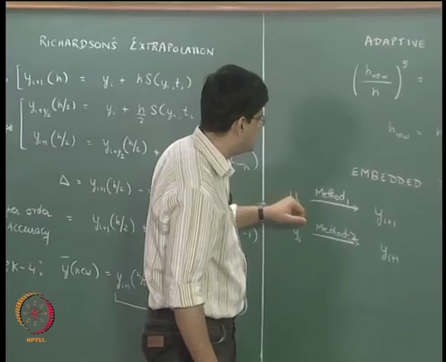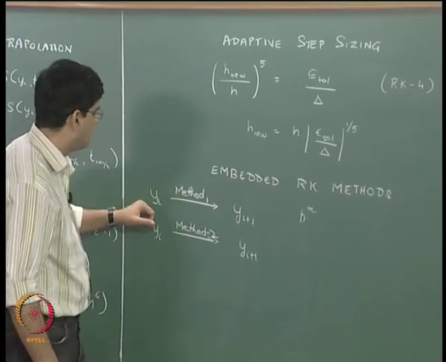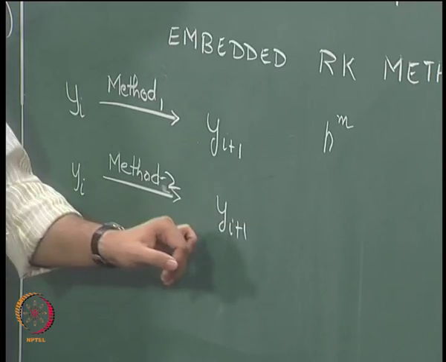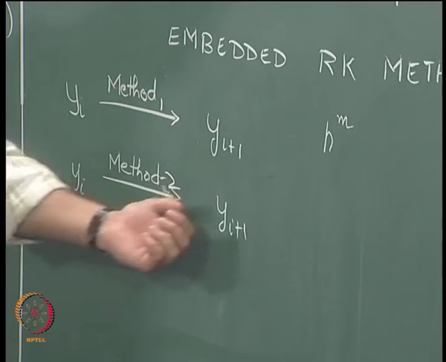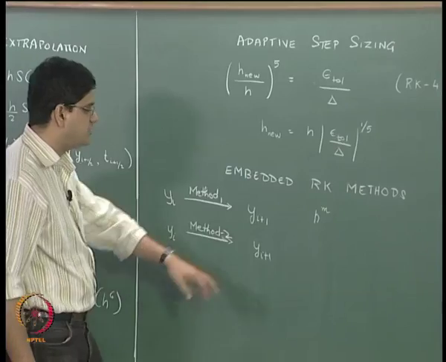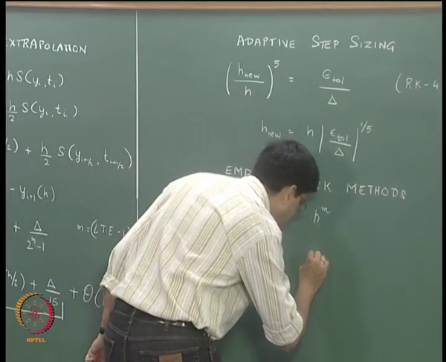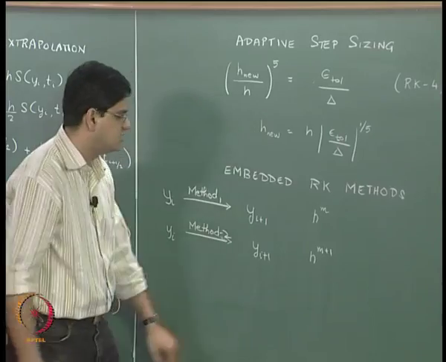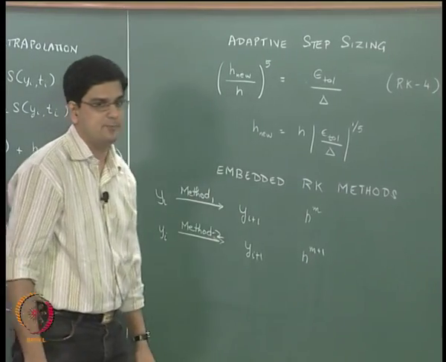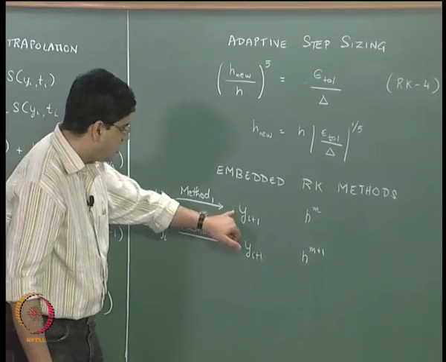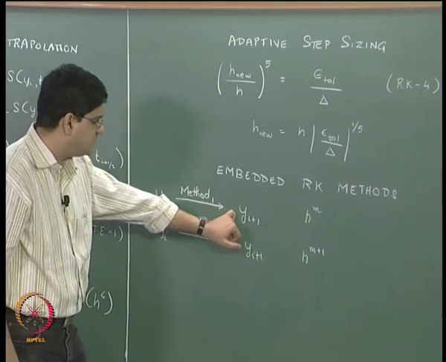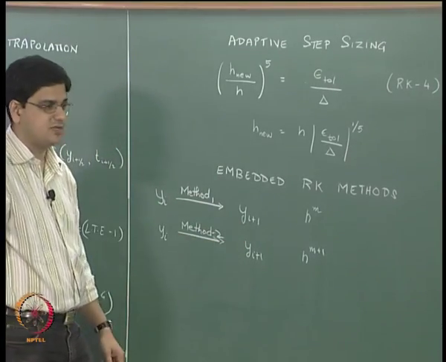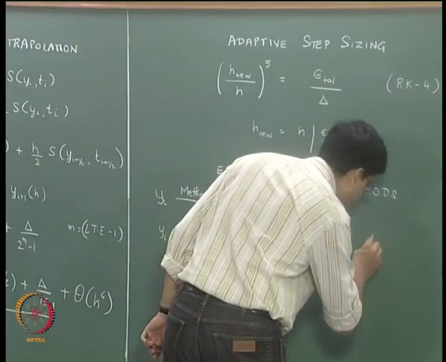Here we are going to choose one RK method in order to go from yi to yi plus 1. We will choose another RK method again to go from yi to yi plus 1. The second RK method has to be more accurate than the first RK method of our choice. So let us say the order of accuracy of this method is h to the power m plus 1. Now let us call the difference between yi plus 1 using method 1 and yi plus 1 using method 2 as delta.